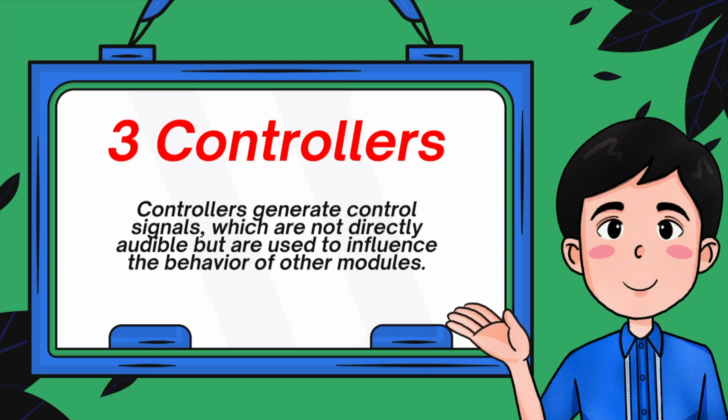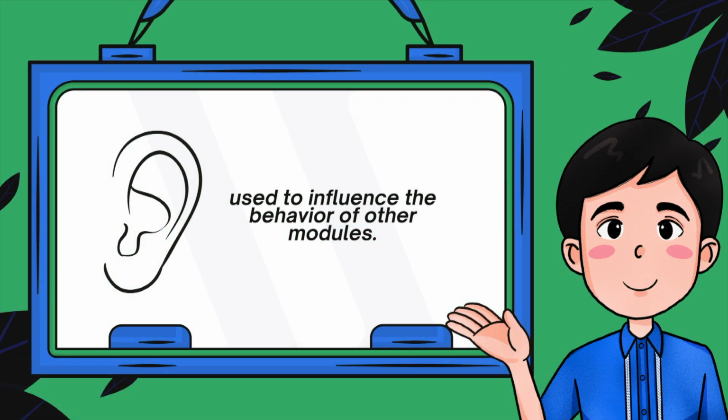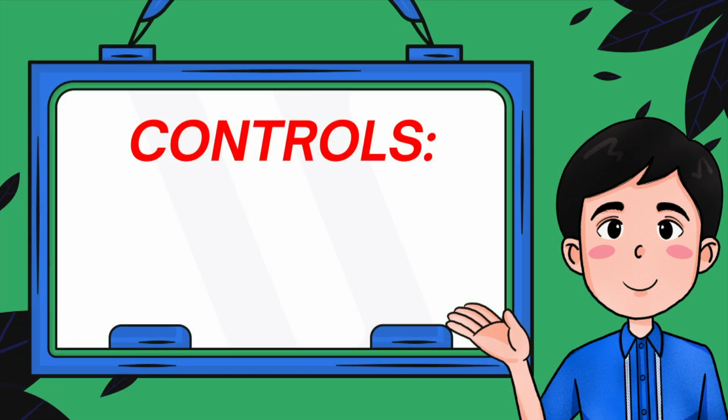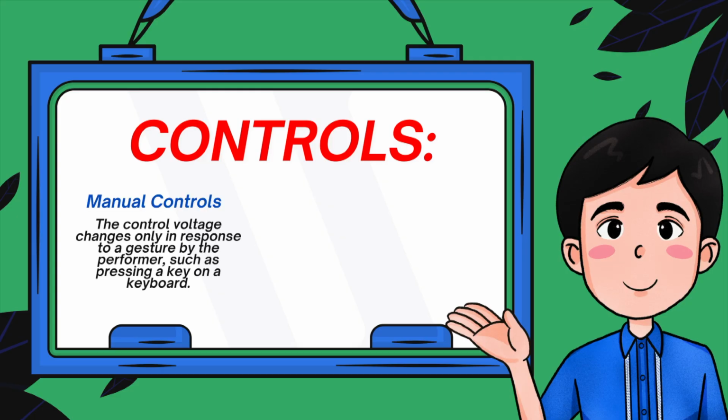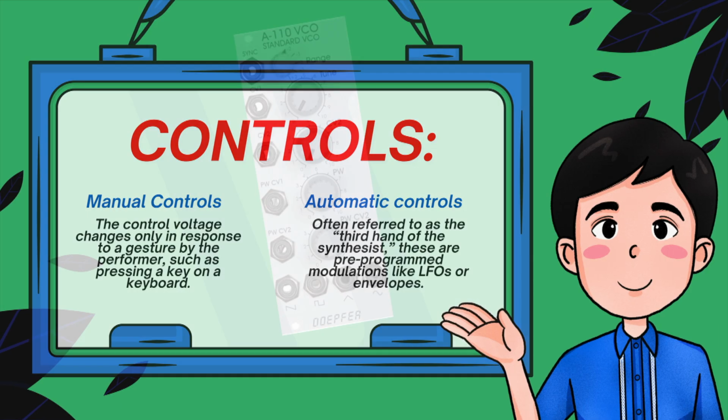3. Controllers. Controllers generate control signals, which are not directly audible, but are used to influence the behavior of other modules. These controls are divided into two types. Manual controls: the control voltage changes only in response to a gesture by the performer, such as pressing a key on a keyboard. Automatic controls, often referred to as the third hand of the synthesist. These are pre-programmed modulations like LFOs or envelopes.